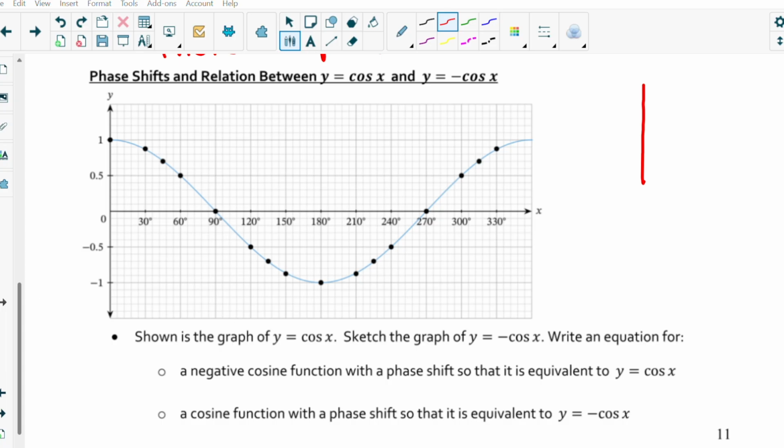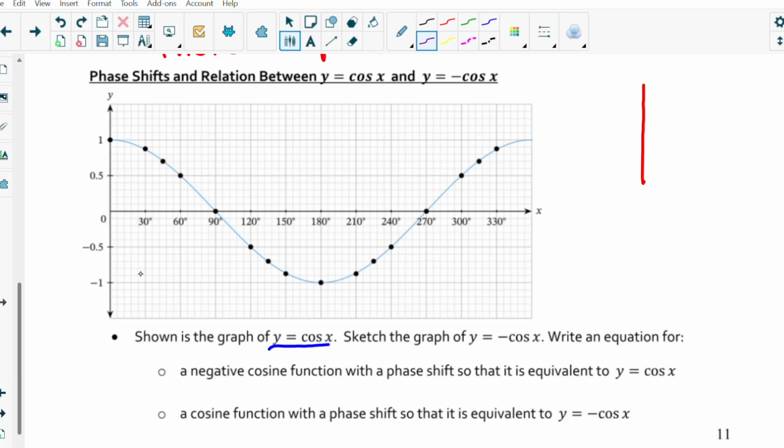Okay, phase shifts and the relation between y equals cosine of x and y equals negative cosine of x. Shown is the graph of y equals cosine of x. Sketch the graph of y equals negative cosine of x. So let's do that in purple.